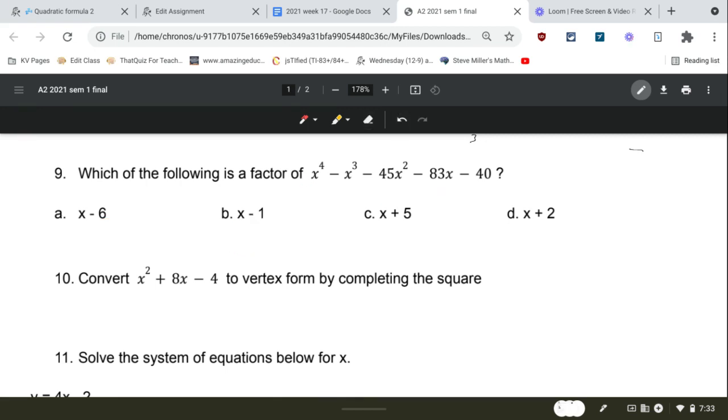Okay. So what I'm going to do is I'm going to test option B here. And I'm just going to plug in 1 for all these x's. Regular 1. So 1 to the 4th is 1, minus 1 to the 3rd is 1, minus 45, minus 83, minus 40. Okay, these two are going to cancel out. Now the rest of these, since they're all negative, I know that my answer is just going to be a big negative number. So the remainder is not going to be 0. All right, so B is not the answer.